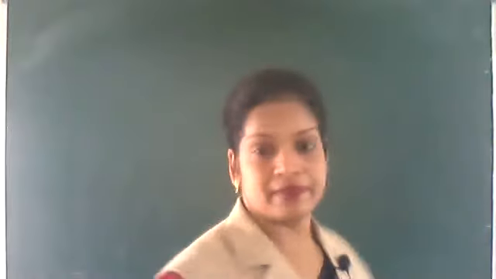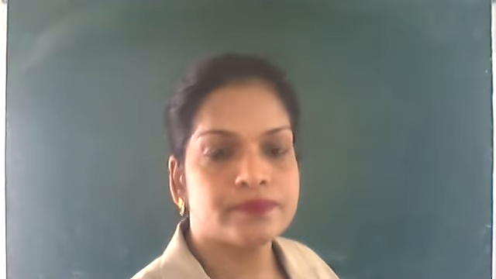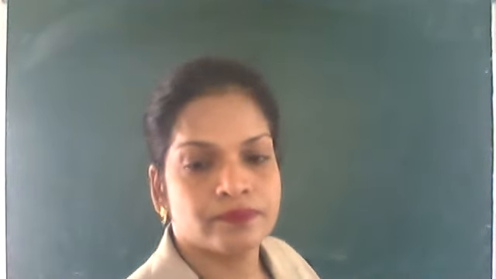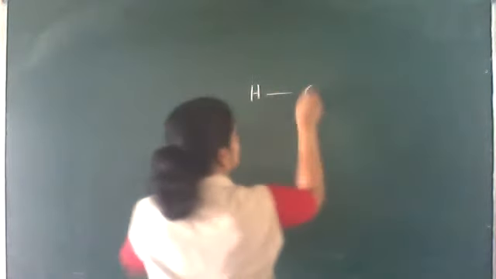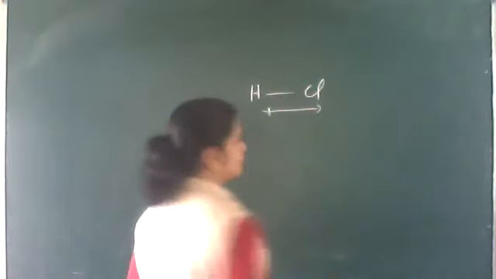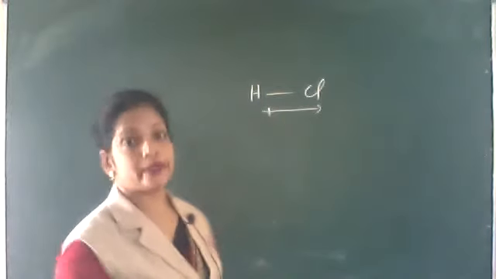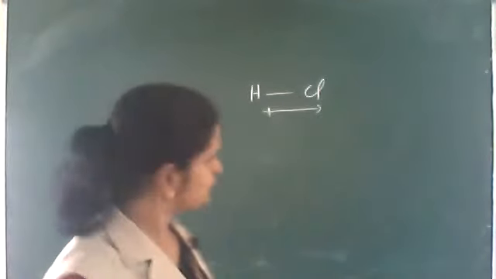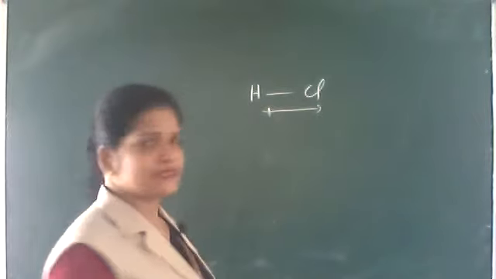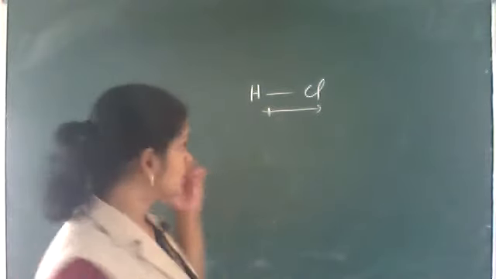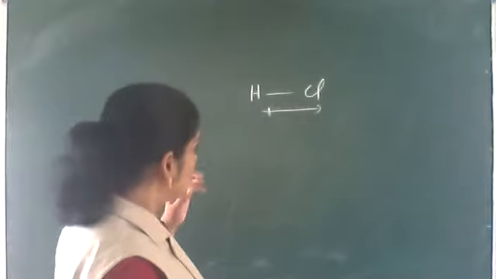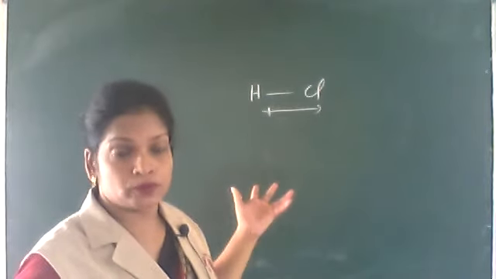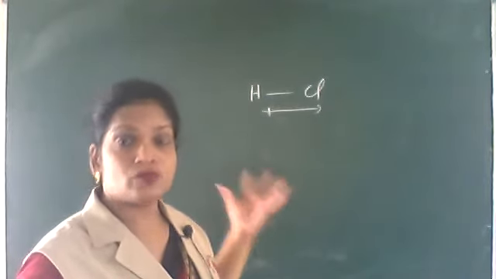So we were dealing with the dipole moment. Dipole moment we expressed with this cut arrow. Chlorine is more electronegative. The moment is towards that direction. Now let's see compounds having more than one bond. In that, what is the dipole moment?